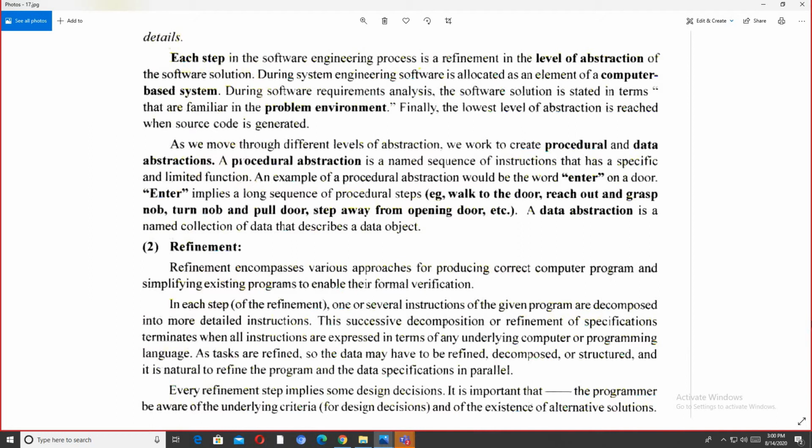An example of a procedural abstraction would be the word enter on a door. Enter implies a long sequence of procedural steps like walk to the door, reach out and grab the knob, turn the knob and pull the door. But we are not going into the details. So it clearly means that one level, enter, means you can do all those tasks when you are going to enter into a particular door. Similarly, the data abstraction is a named collection of data that describes a data object. That is what it is, data type. So the data type abstraction will be a named collection of data that describes a data. So it can be anything.